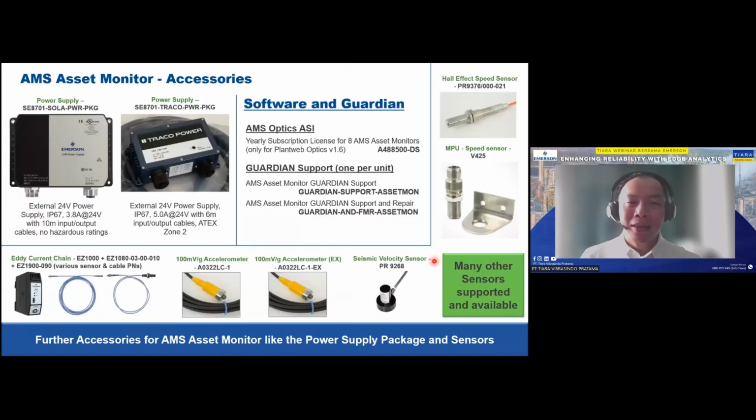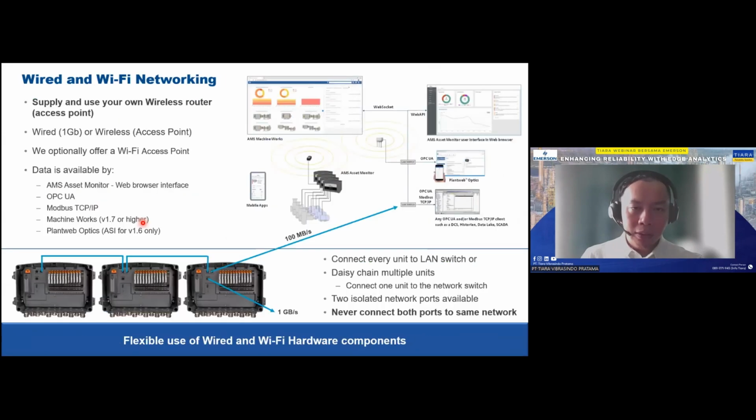So power supply, again, these are similar to sensors. You do not need to buy from us. You can buy any off the shelf power supply as long as it's 24 volt DC, to power up the asset monitor. So these are the different accessories that are available with the asset monitor.